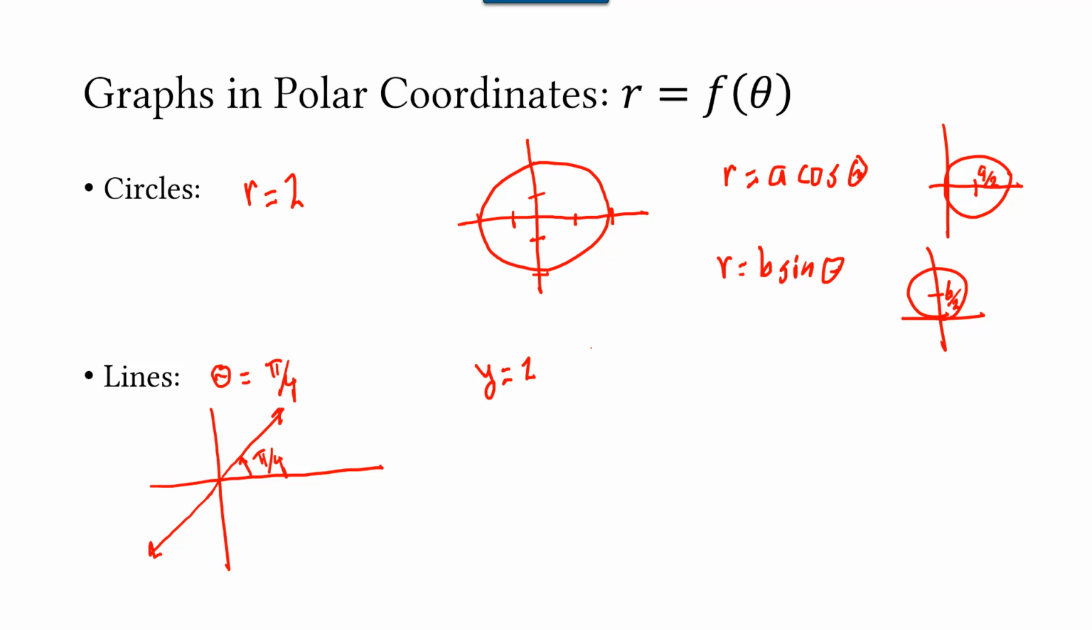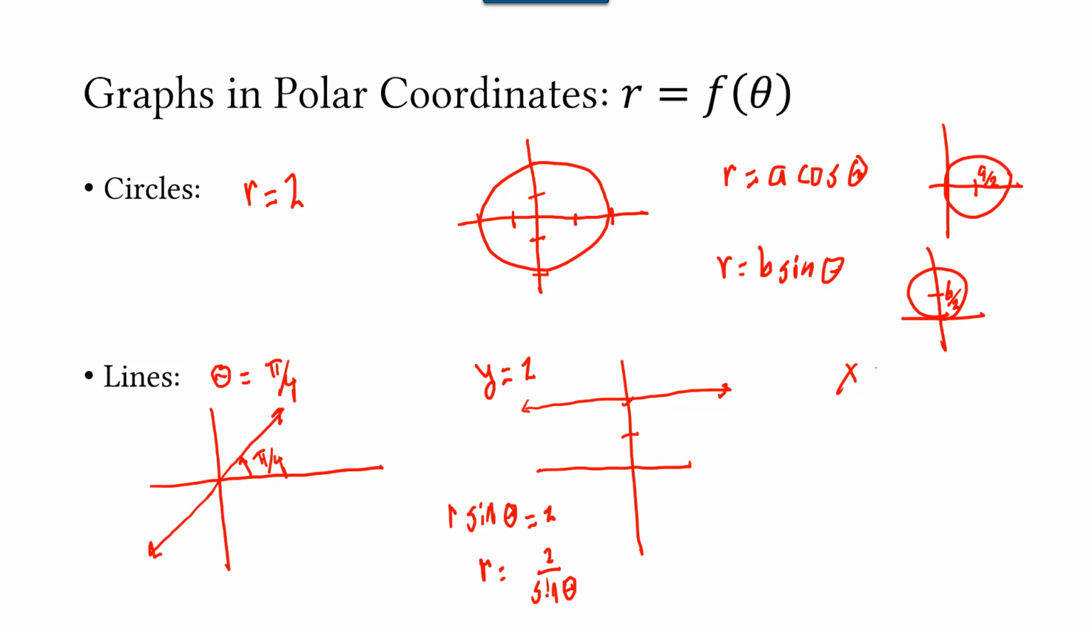So in Cartesian or rectangular coordinates, the equation y equals 2 would be here. And in polar coordinates, we would set the expression for y, r sine theta, equal to 2, so that r would be 2 over sine theta. And as we let theta vary, being careful not to divide by 0, we would trace out a horizontal line at y equals 2. And then similarly, we can do vertical lines.